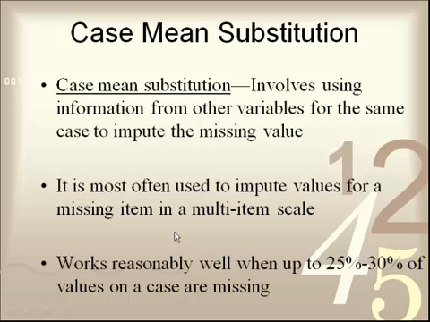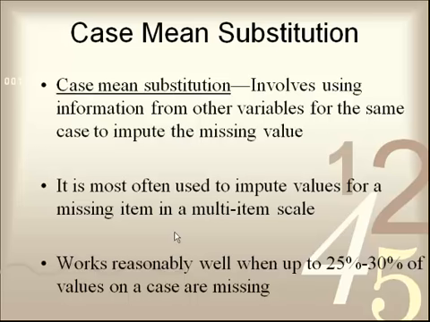So a case mean substitution is another imputation method. It involves using information from other variables for the same case to impute the missing values. Now here's the thing with a case mean substitution. These variables have to be related to each other in some way. It's not like you're taking a Likert scale of 1 to 10 and then imputing that for a variable that might only have a Likert scale of 1 to 4. These have to be fairly relatable variables that you're using.